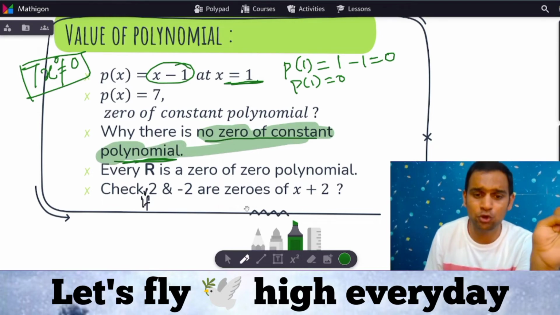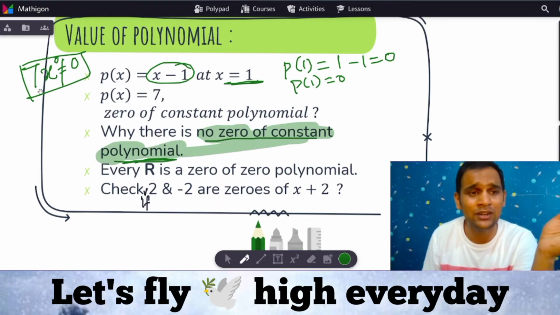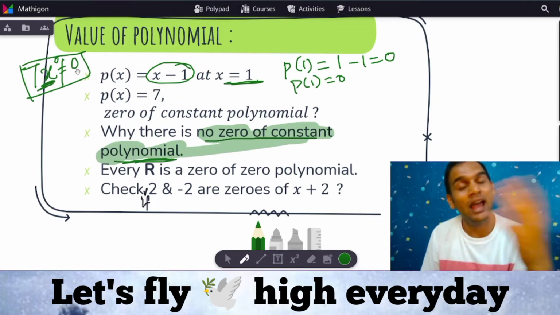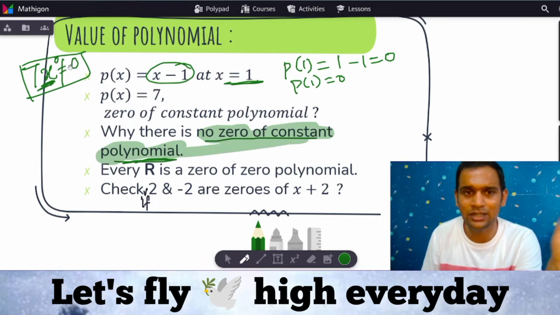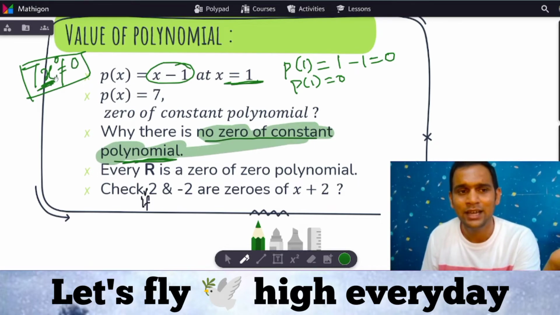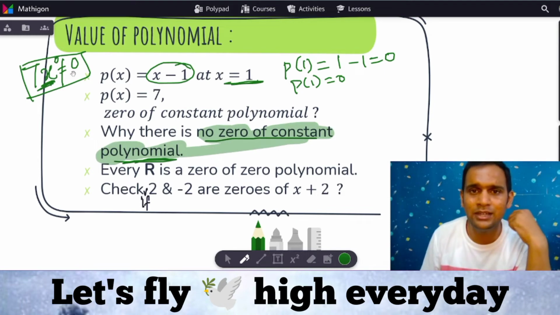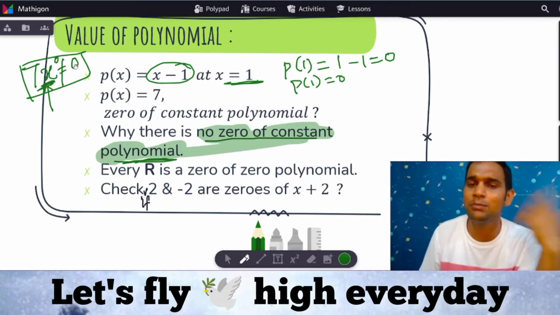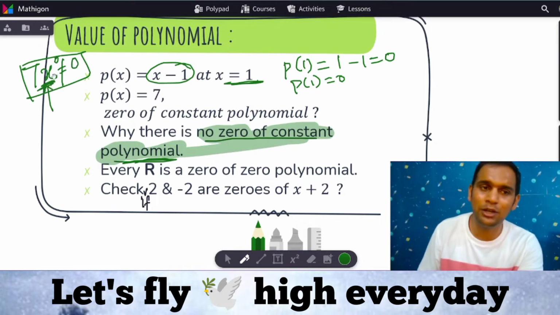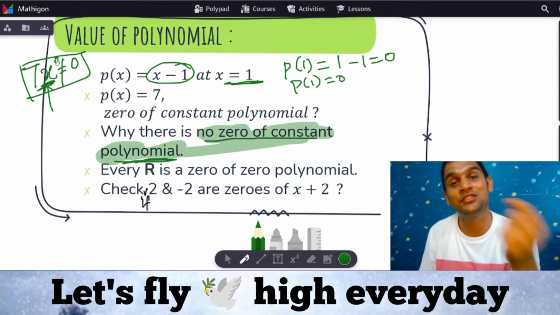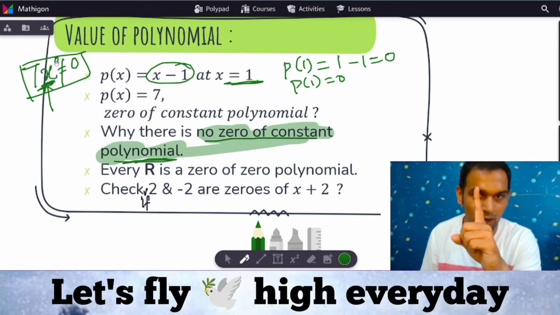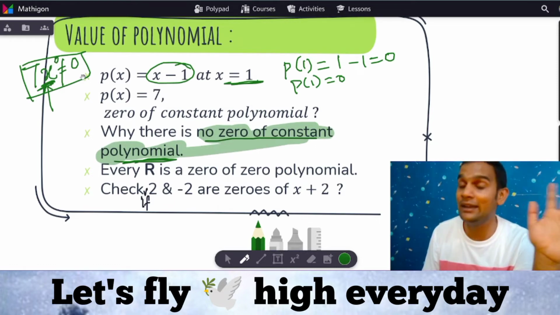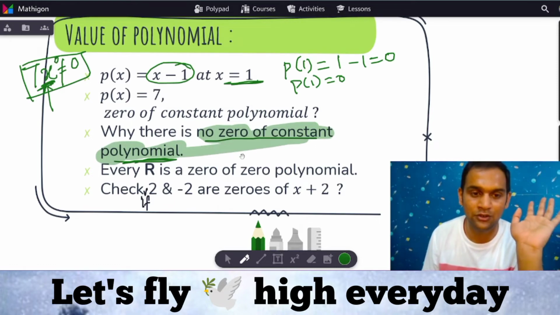I'll repeat it once again. Suppose 7 is a constant polynomial. 7 is nothing but 7x to the power 0, and if we have to find the zero of the polynomial, we equate it to 0, because that is what we want, right? We want the value of x such that the value of the polynomial becomes 0. So is there any possibility that we can put a number in place of x such that it becomes equal to 0? No, right? Because whatever number you put in place of x, x to the power 0 is always going to remain as 1. 7 times 1 is always 7. It can never become 0. That is why there is no zero of a constant polynomial.